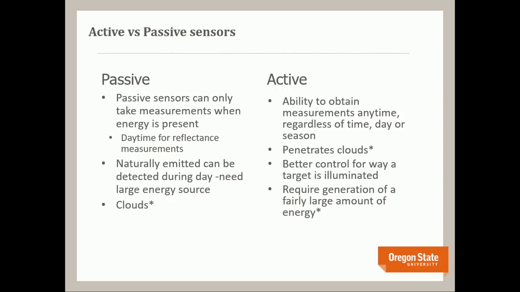Cloud has a greater impact on passive sensors, or clouds distort the image. In the case of active sensors, there is the ability to obtain measurements anytime, regardless of time of day or season, and they penetrate clouds. They offer better control over the way a target is illuminated, but require generation of a fairly large amount of energy.